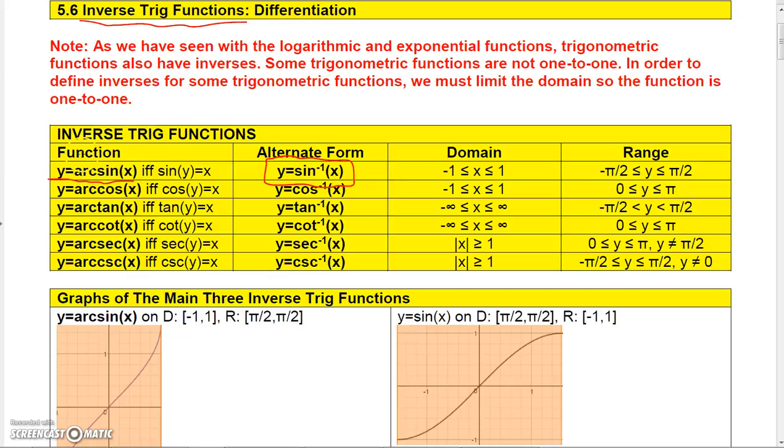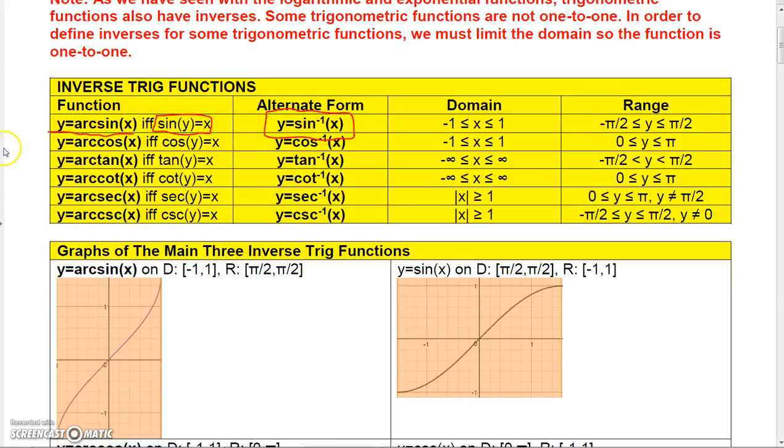Okay, so maybe a better way to look at that is just look at what I wrote here. Y equals arcsine x is equivalent to saying that the sine of y equals x. So if you think of it like that, it might make more sense. Y equals arccosine of x is equivalent to saying that the cosine of y equals x. Y equals arctan x is equivalent to saying that tangent of y equals x. Y equals arccotangent is equivalent to saying cotangent of y equals x. And y equals arcsecant is equivalent to saying secant of y equals x. And y equals arccosecant of x is equivalent to saying that cosecant of y equals x.